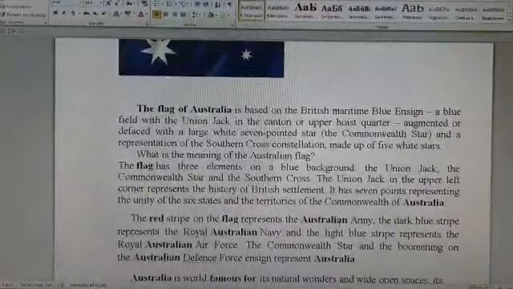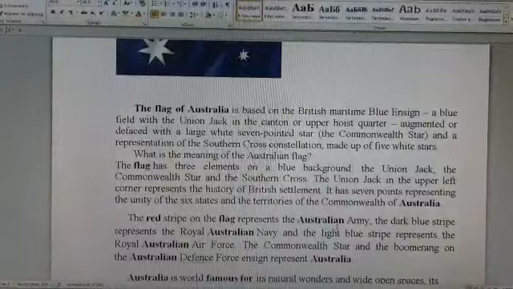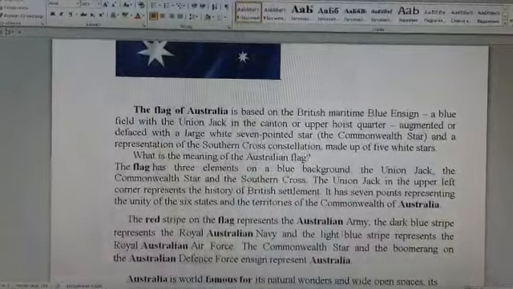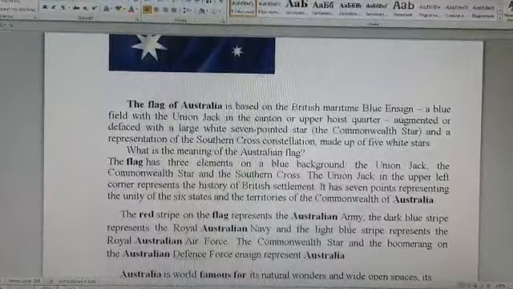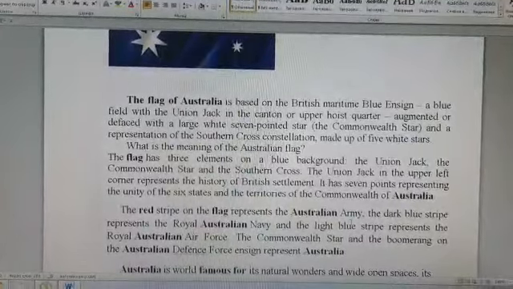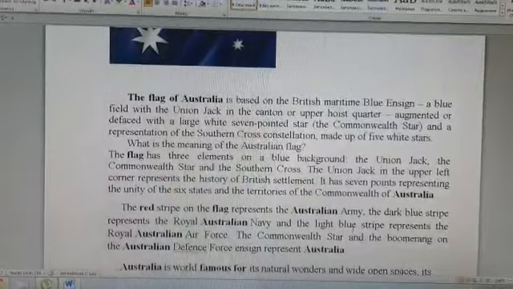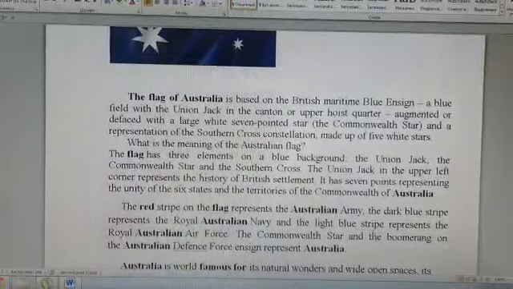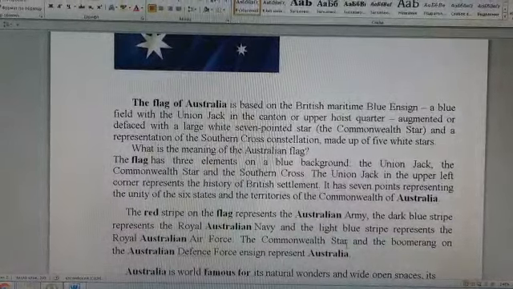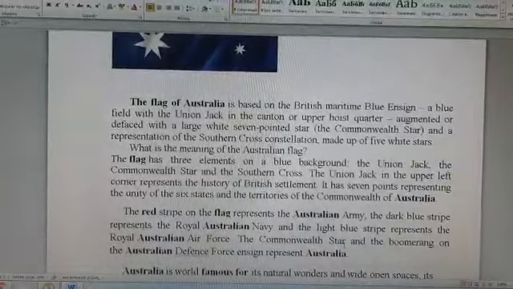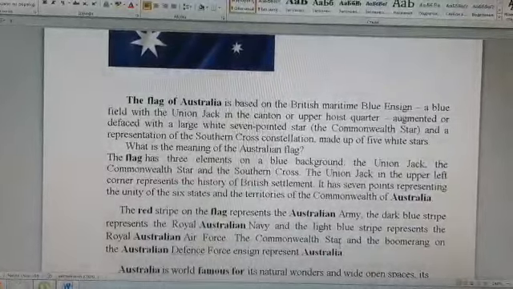The red stripe on the flag represents the Australian Army. The dark blue stripe represents the Royal Australian Navy, and the light blue stripe represents the Royal Australian Air Force. The Commonwealth Star and the boomerang on the Australian Defence Force ensign represent Australia.